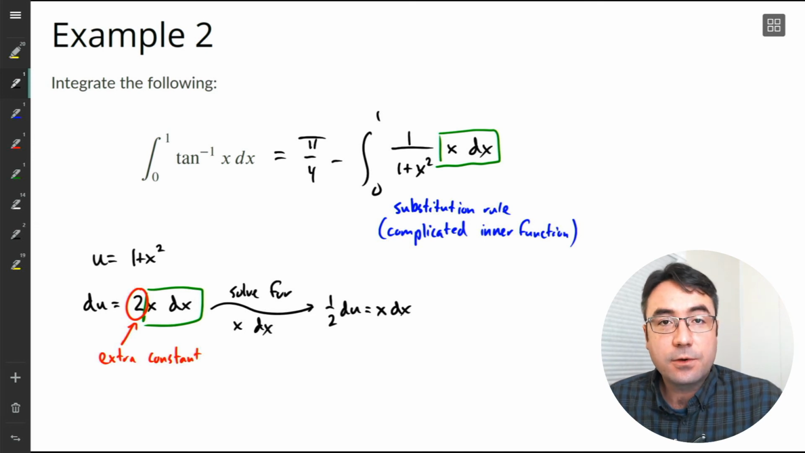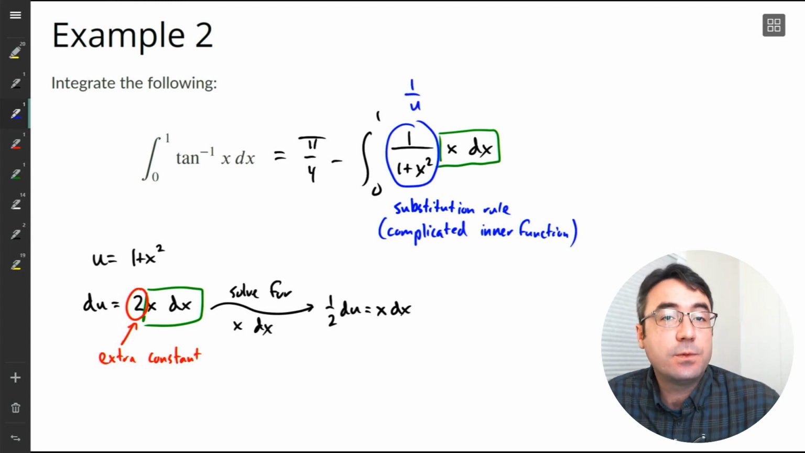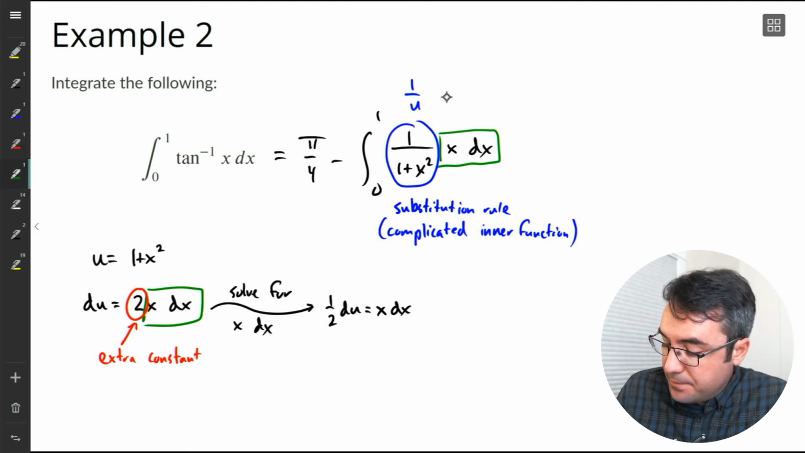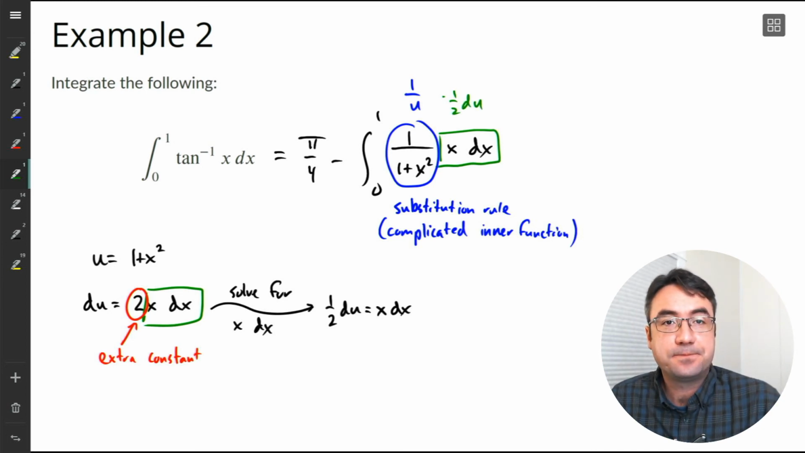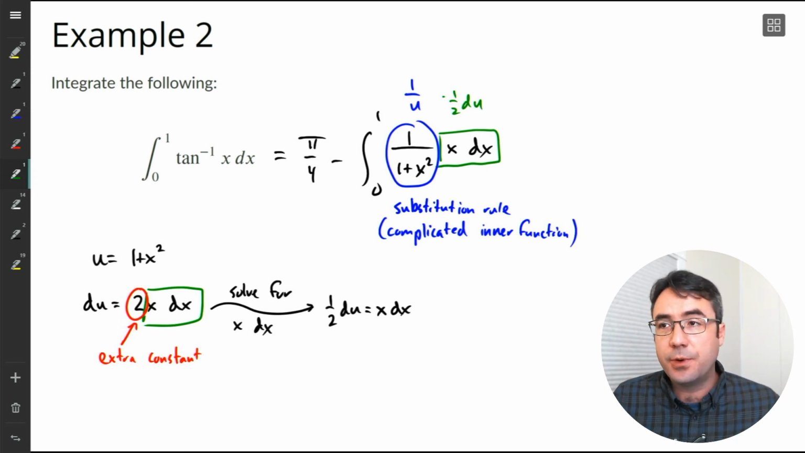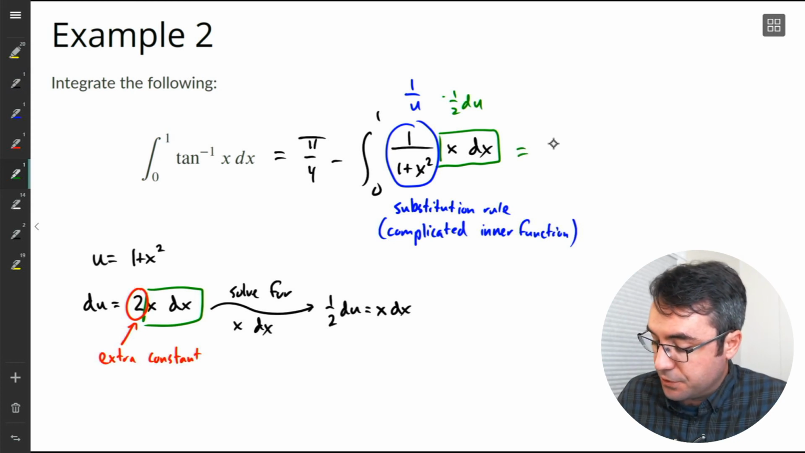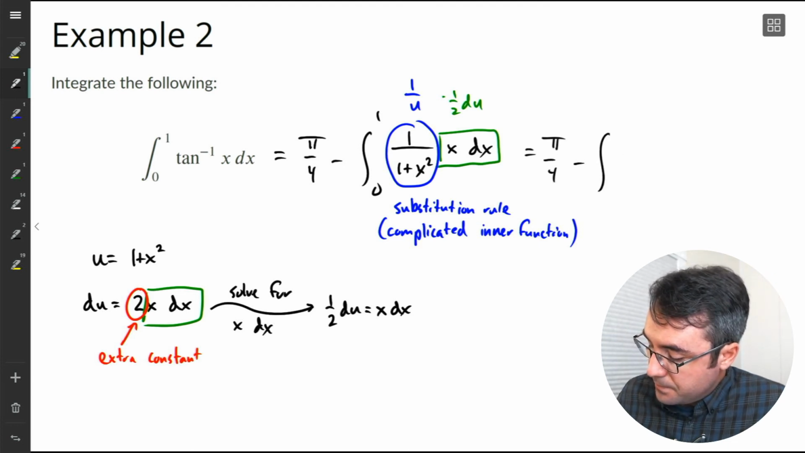And so in our integral there, we know the fraction here is going to become 1 over u, because we said u was equal to 1 plus x squared. And then the x dx, that's going to become 1/2 du by what we just calculated. So let's go through and plug all of that into our integral, just like we would with a regular substitution rule problem. So we're done with that pi over 4. We're going to have 1 over u times 1/2 du.